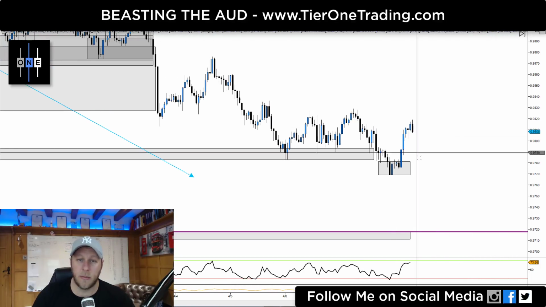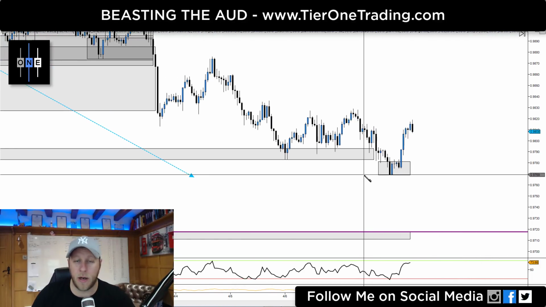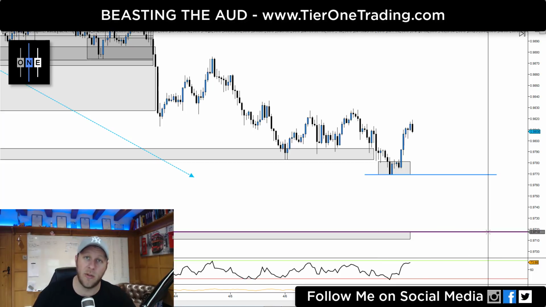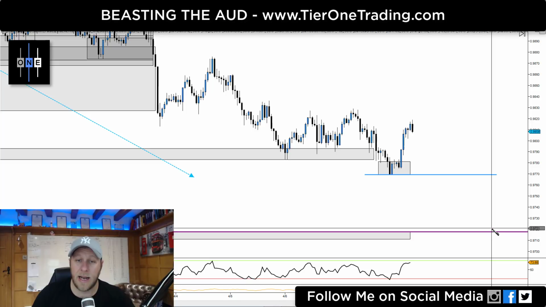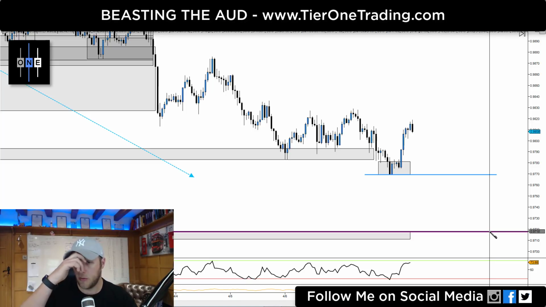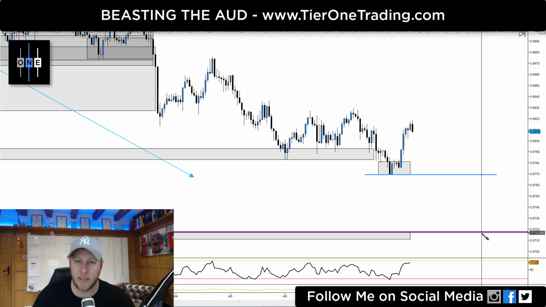What I'll be doing is taking off half of my position at a retest of these lows if I can get in, and then the rest of my position off down here at a retest of these previous lows down here at 97.20.